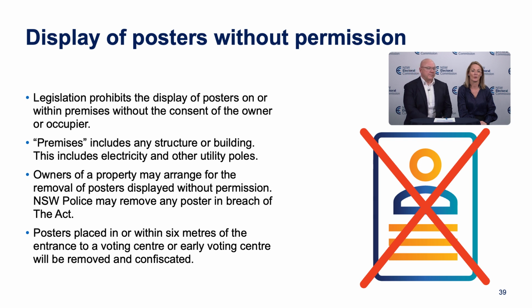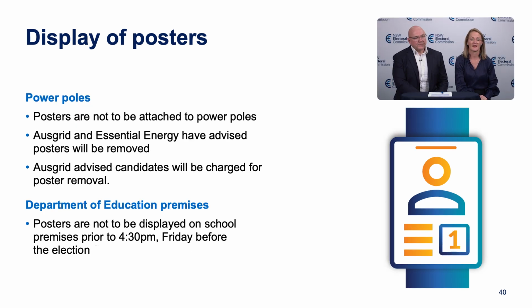Posters placed in or within 6 metres to the entry of a voting centre or early voting centre will be removed and confiscated. Posters are not to be attached to power poles. Ausgrid and Essential Energy have advised posters will be removed. The Department of Education has requested that posters not be displayed at the entry to a school that may be used as a voting centre on election day prior to 4:30 on the Friday, the day prior to the election.